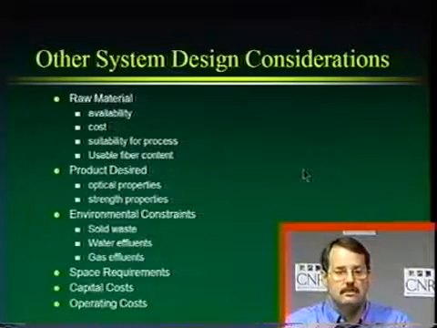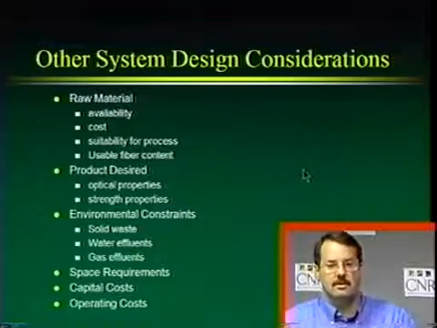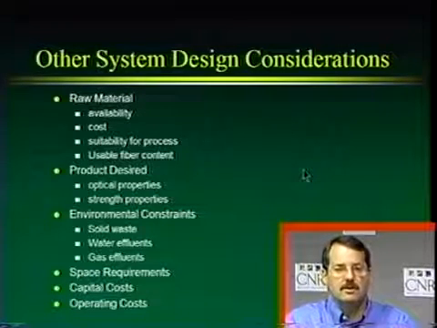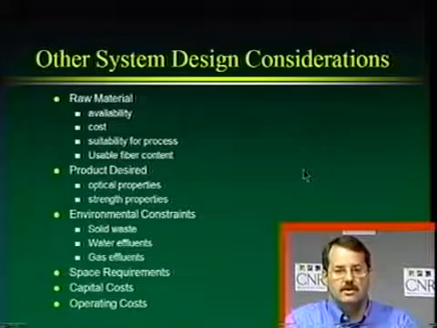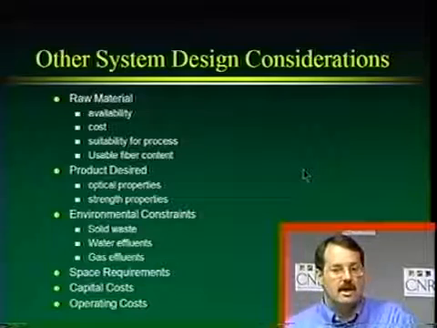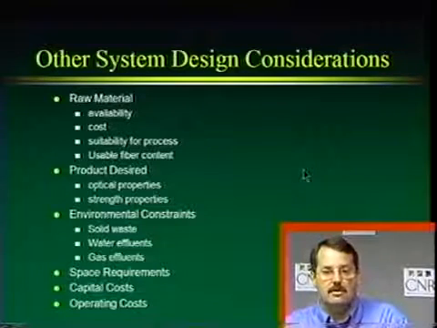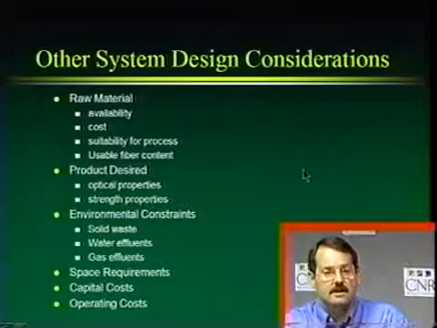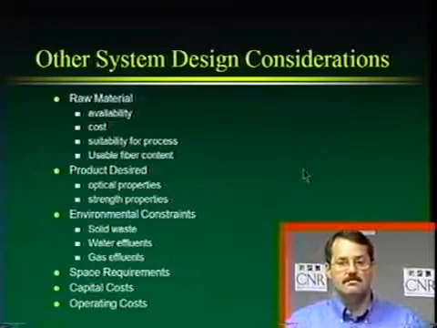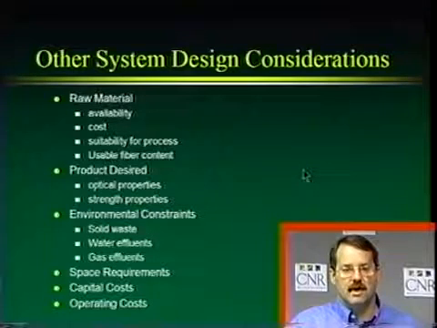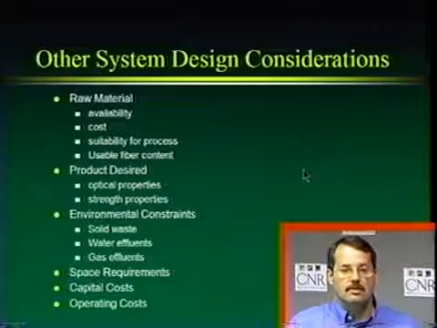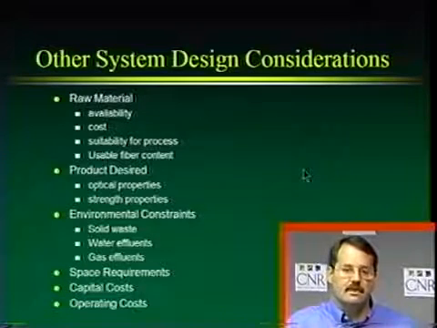Okay, you also have to think about the products that you desire. Are you looking for optical properties in white grades or strength properties in brown grades? For the optical properties in white grades, having a lot of short hardwood fibers in there is probably very reasonable. But having a lot of short hardwood fibers if you're trying to make test liner for strength is not good. So you've got to think about the fiber characteristics and how they're going to impact the desired quality product that you have.